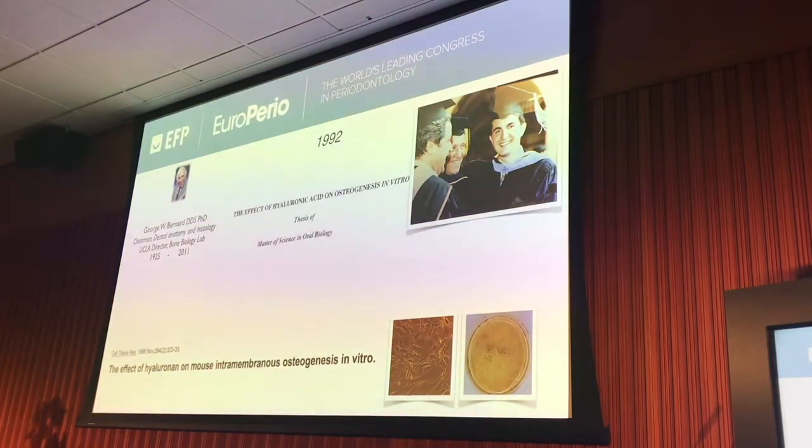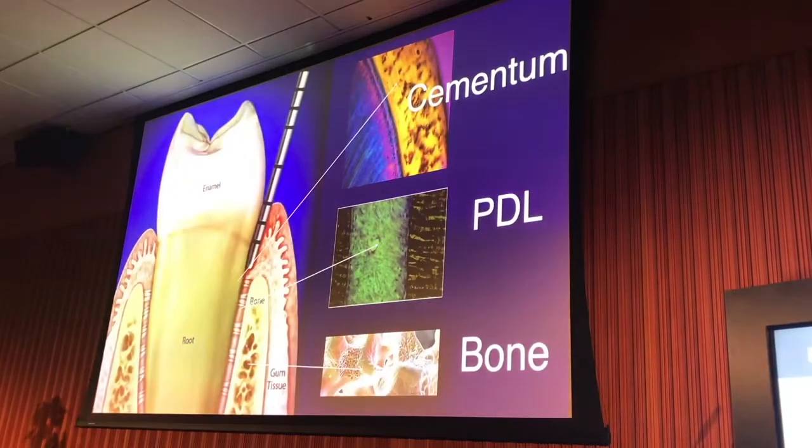We looked at the differentiation of mesenchymal cells in vitro, and Myron is right, saying that if you combine HA and cells and some medium for osteogenesis, you see cell confluence and formation of calcified tissue. So we were interested in pursuing this, and I want to thank my mentor, the chairman of the oral biology department, George Bernard, who was with me all throughout my studies. So cementum, PDL, and bone, and HA.